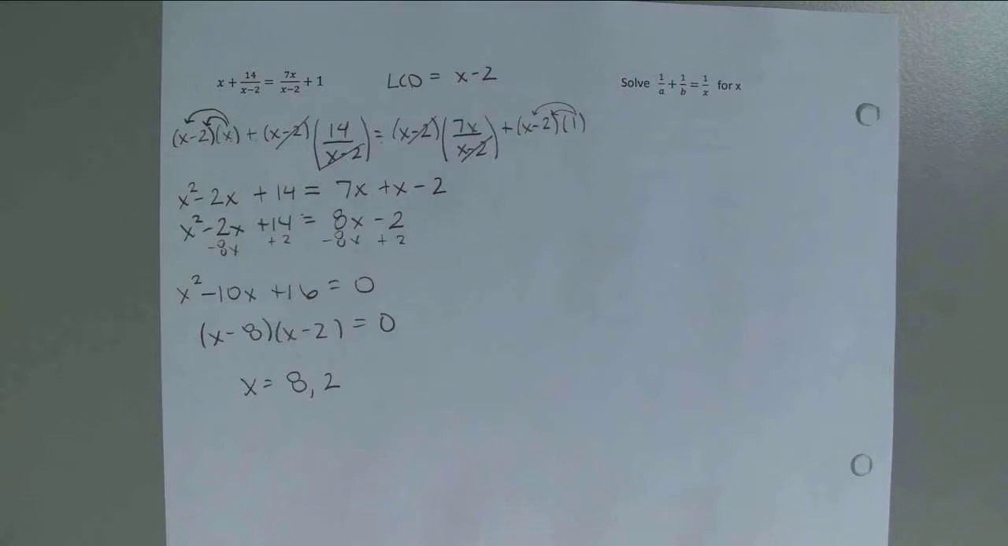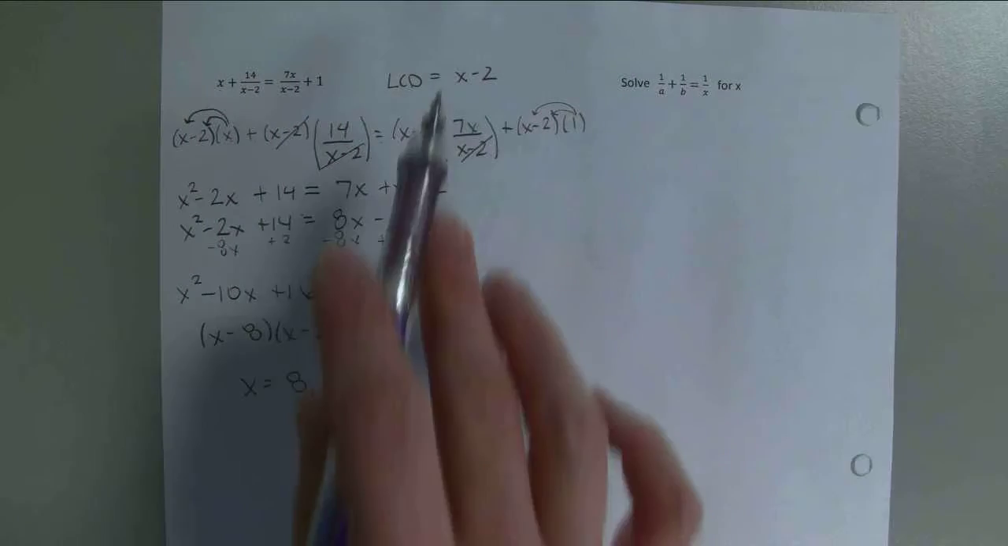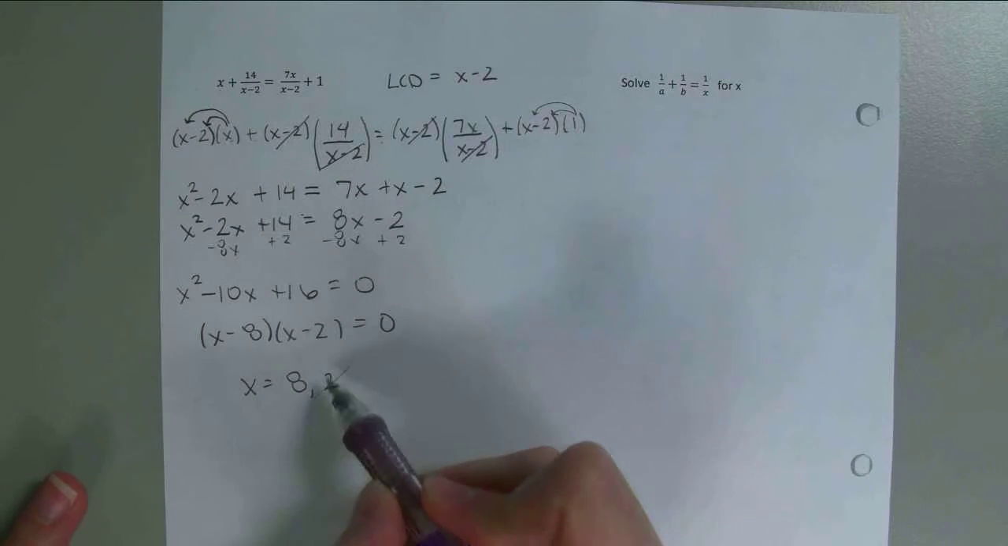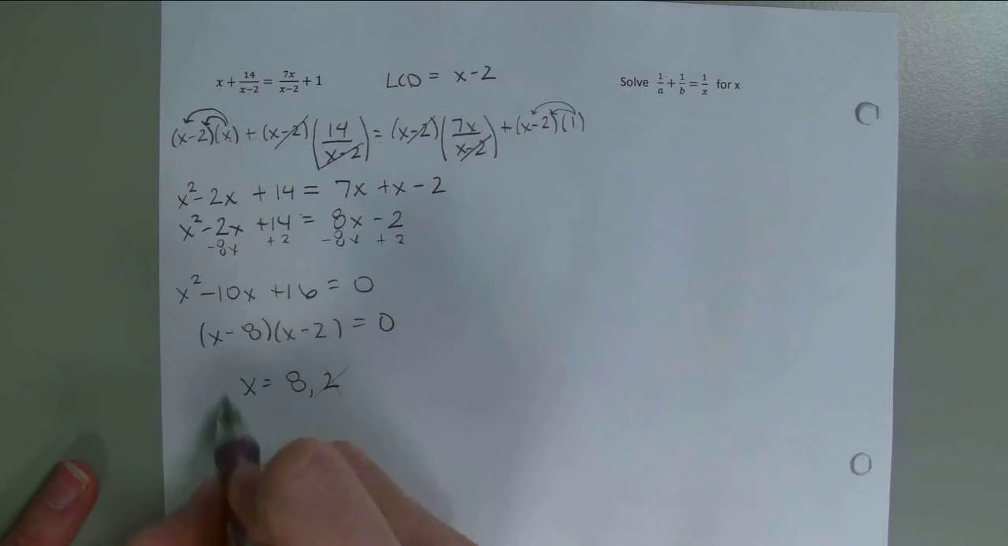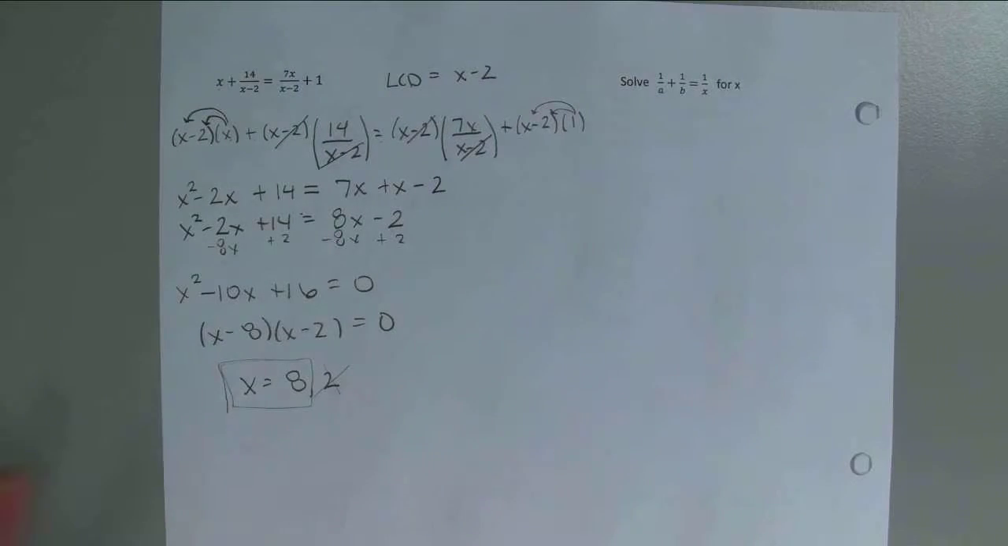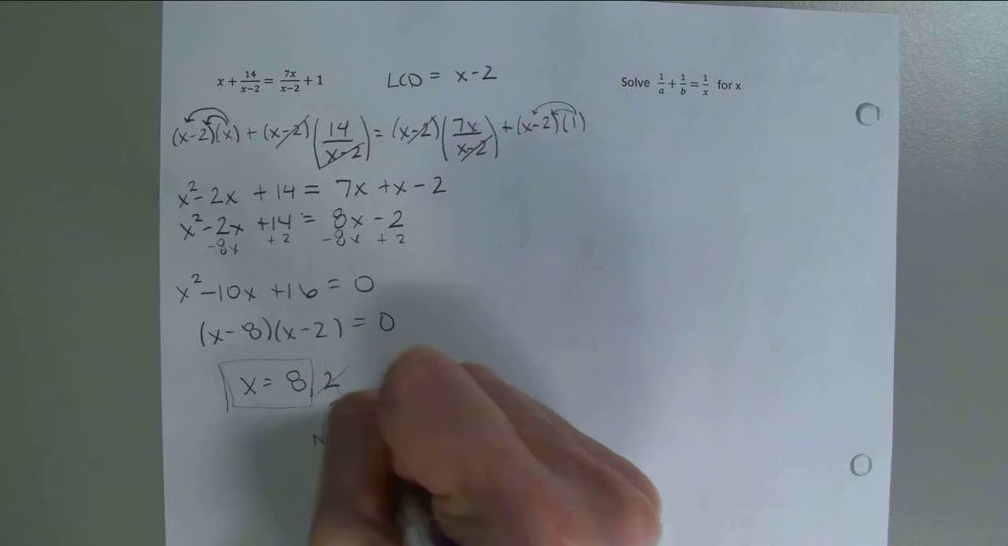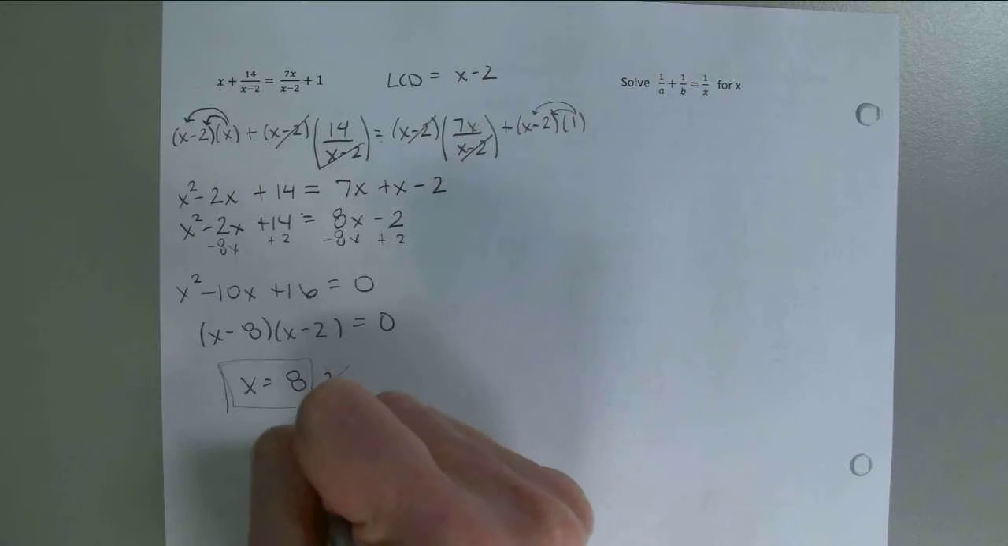But again, before we get too excited, we have to check our domain. And where do you go to check your domain? Just go to your LCD. What's the only thing that makes our LCD 0? 2. So what does that mean? It means when we go to put these answers into MyMathLab, we wouldn't put 2, okay? So this is not in our domain, but 8 is. So it's not an instance where it's a no solution, it's just an instance where one of our two didn't work, okay? And again, this is not in the domain, aka it makes the denominator 0.